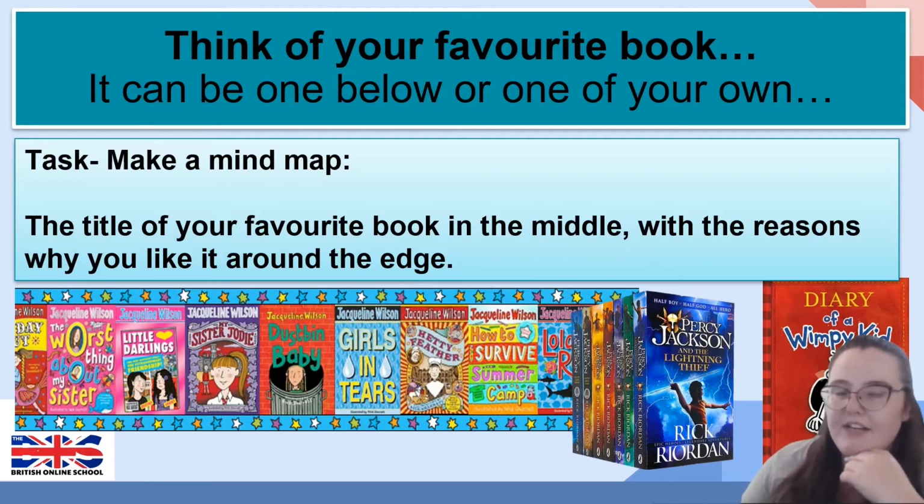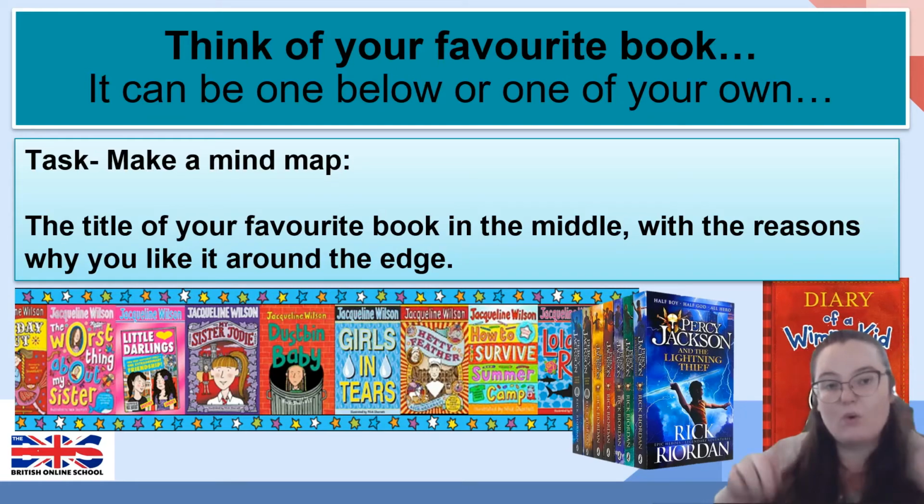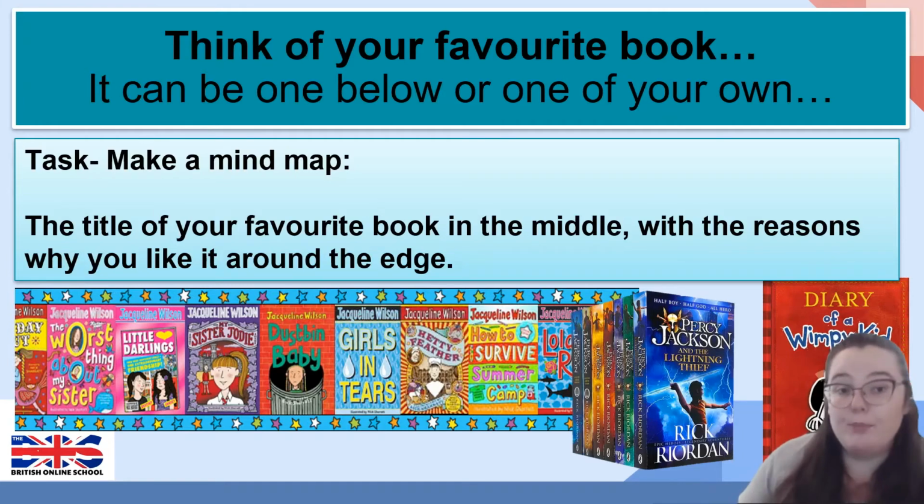So if it was my favourite book, it would be called City of Masks. Okay, and I'd write that in the middle of my page. And then I'd make a mind map with all the reasons I like it going all the way around. Now this is going to be helping you in a minute. We're going to be using this work to write a book review.